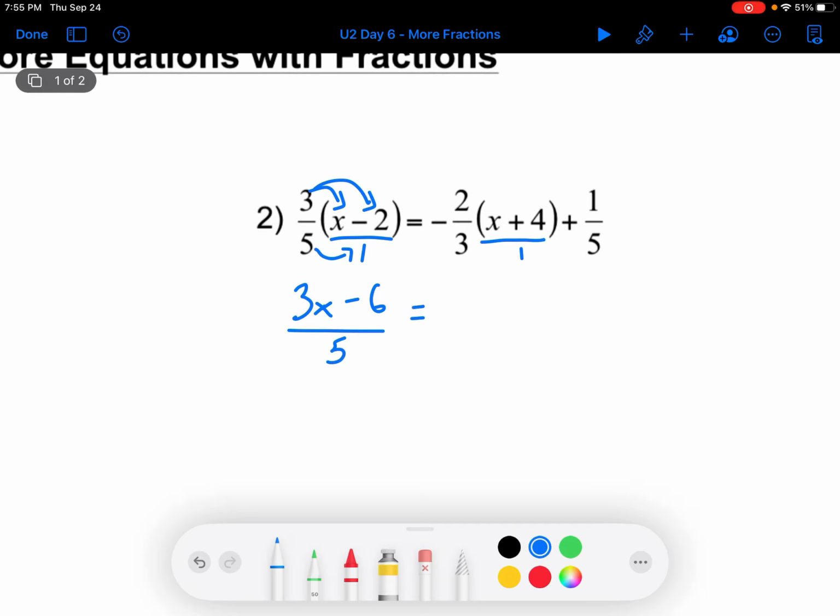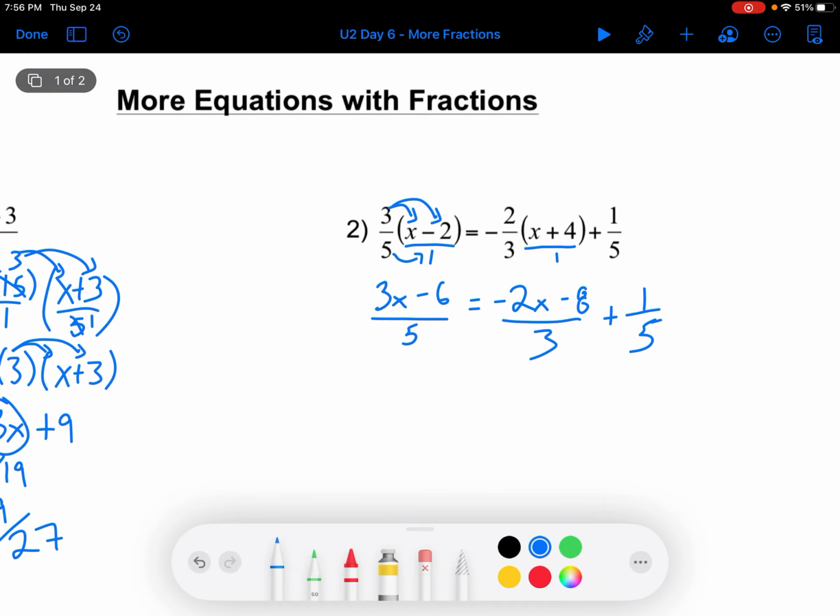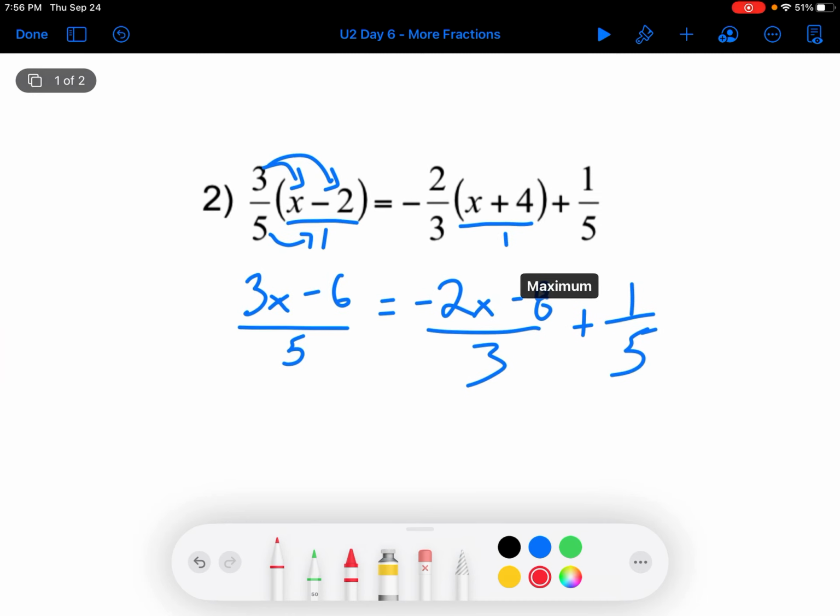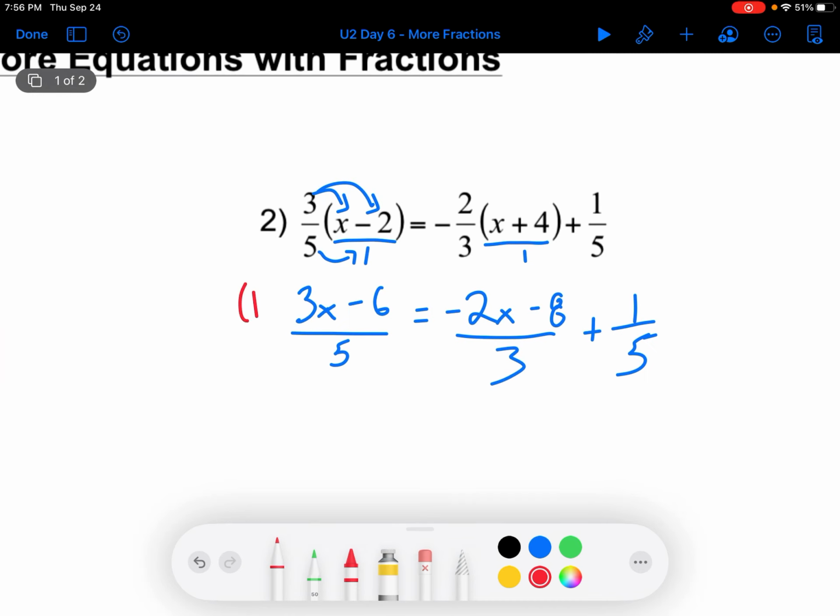Equals, we've got negative 2x, and then minus, because that negative's there, 8 all over 3. Okay, this minus actually applies to the top of the fraction. So plus 1 over 5. Now we're going to multiply this whole fraction by a common denominator. Well, that means we have to multiply every term by 15. Because again, same as the first question, 15 is the common denominator.